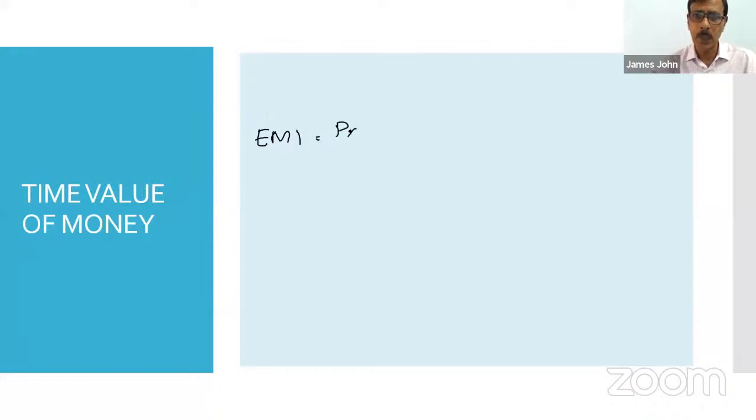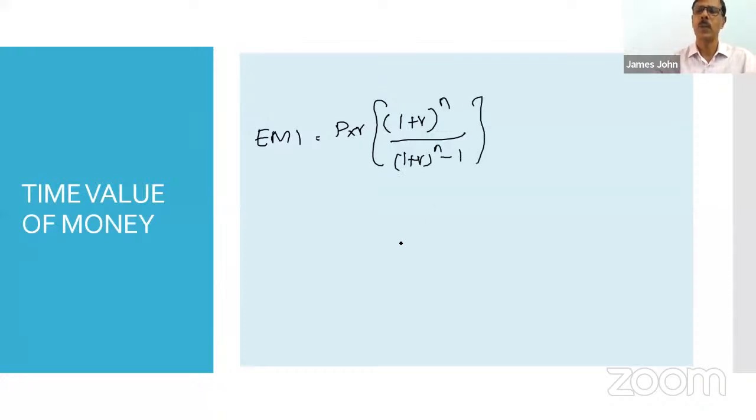It is P into R. What is P? The loan amount. And what is R? The rate of interest. P into R into (1 plus R) the whole raised to n, divided by (1 plus R) the whole raised to n minus 1. So this is the formula for equated monthly installment, where P stands for the loan amount, R the rate of interest, and N the number of years.